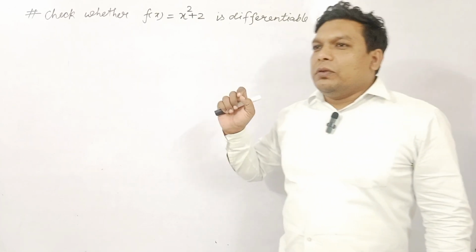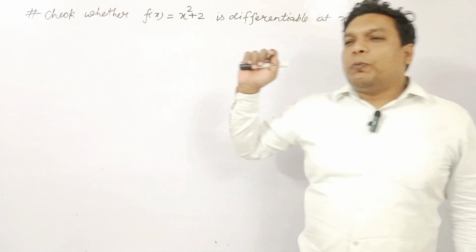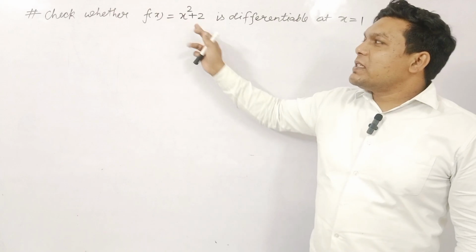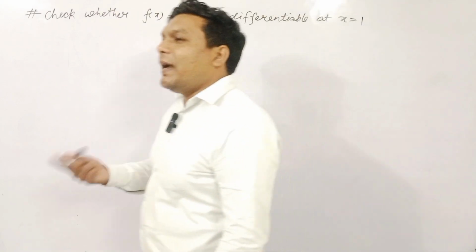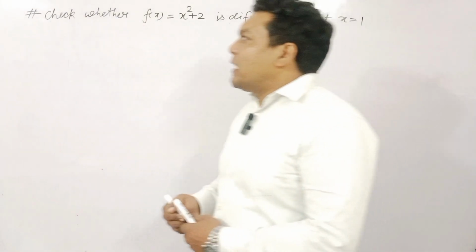We wrote a short note that was what? This is a polynomial. And what is about a polynomial? A polynomial is continuous and differentiable everywhere. So f of x is equal to x square plus 2. It is continuous and differentiable everywhere. So it is differentiable. Now let's check mathematically.